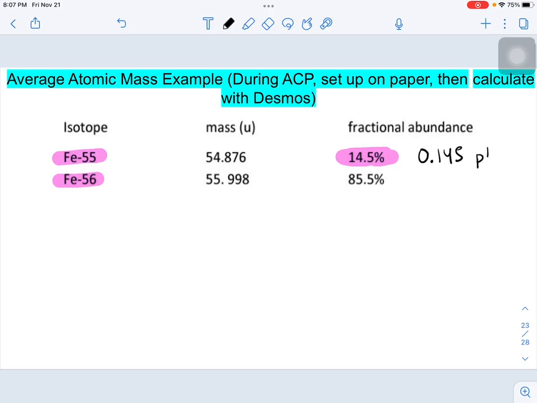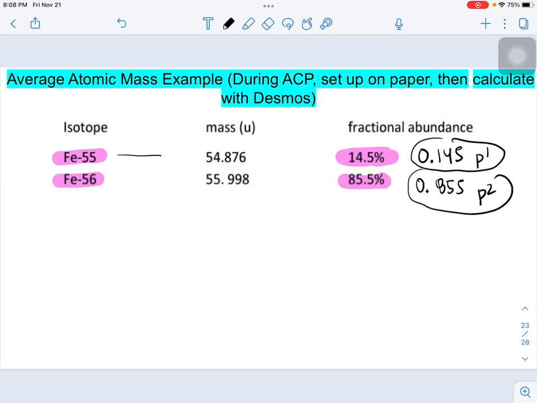That's going to be my first percent abundance. Now, let's go ahead and convert 85.5. We're going to divide it by 100 in Desmos, and we're going to get 0.855. Well, that's my second percent abundance. Now I can label for my first isotope, iron 55.